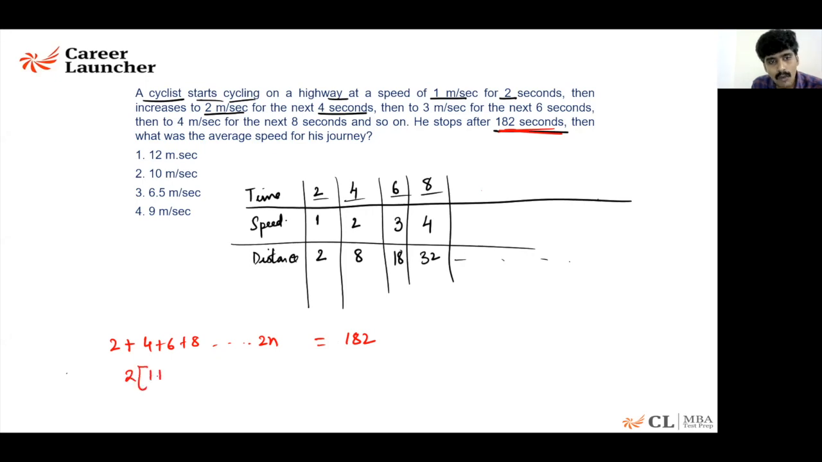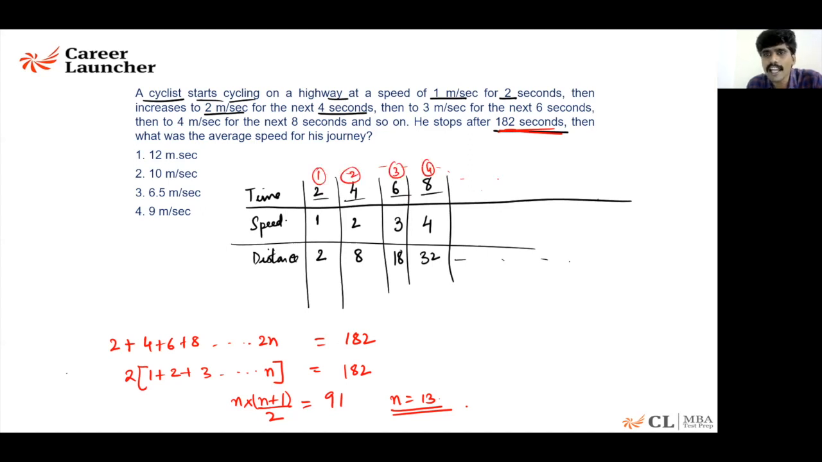That means 2 times of 1 plus 2 plus 3, and so on up to n must be equal to 182, or you can say n into n plus 1 by 2 is equal to 91. So n must be equal to 13. The moment you have this clarity, it means nothing but this is one interval, this is the second interval, the third interval, the fourth interval. Like this, there are 13 intervals. That means the cyclist will be traveling up to 13 intervals, just like this.